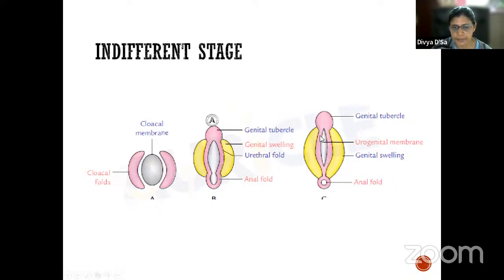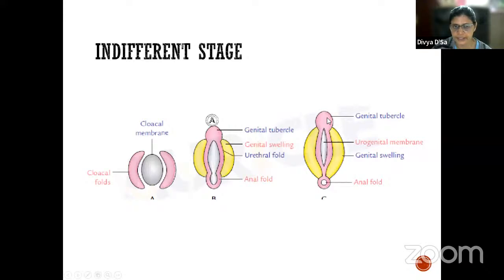So, during this time, there will be one more swelling which will develop. Okay. This swelling we call the genital swelling. Genital swelling appears on either side of the urethral fold. So at this stage, the urogenital membrane, whether male or female, is related on each side to two things: the urethral fold medially and the genital swelling laterally. And the genital tubercle is anterior.